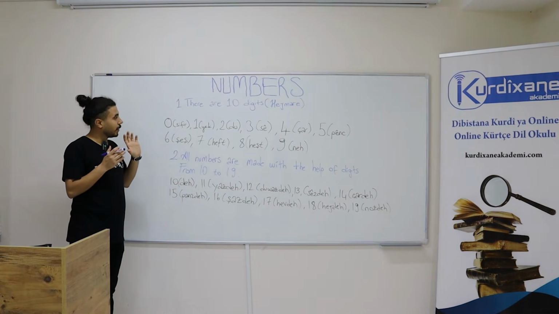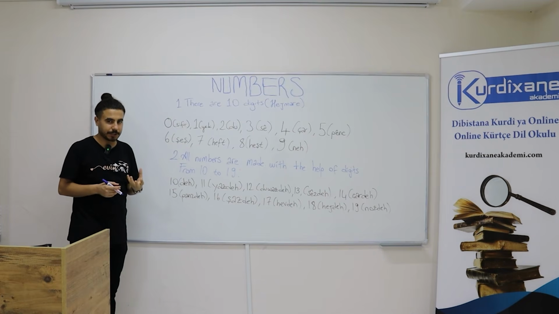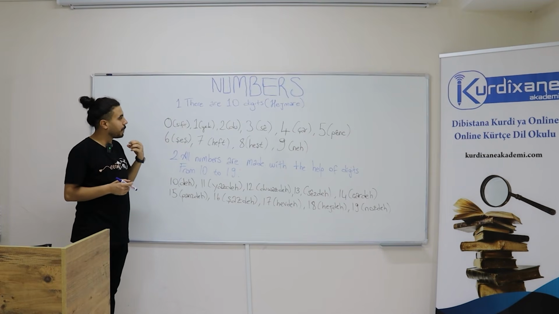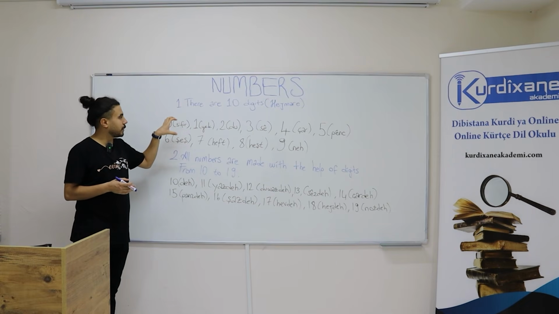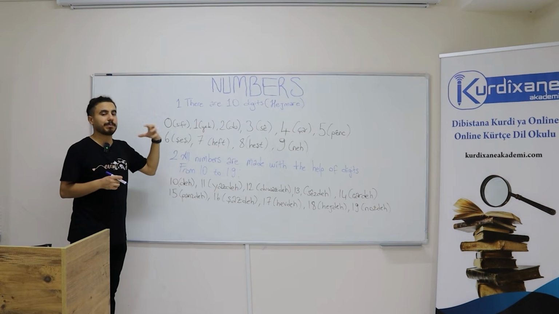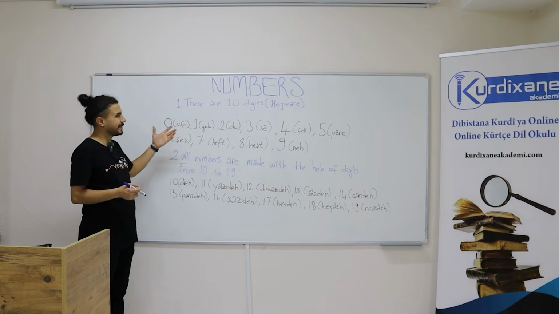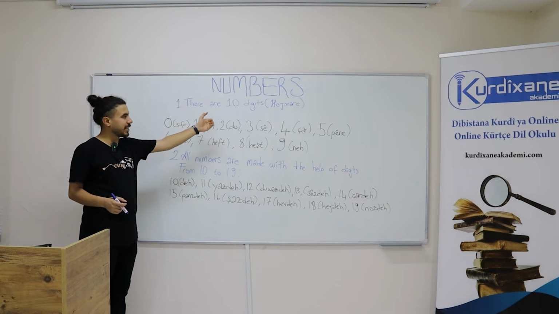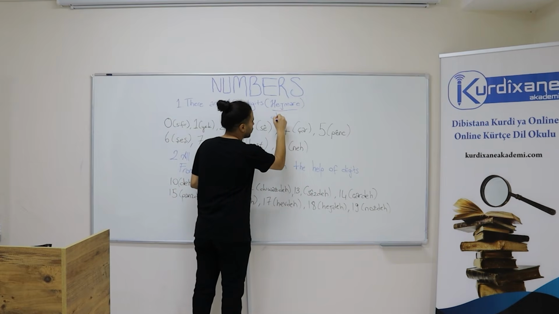As I always repeat in the videos, pay close attention to the explanations, because the important things about the rules, I try to emphasize them each time. So in the Kurdish language, there are 10 digits, and digits are called hejmare. Hejmare means digit.